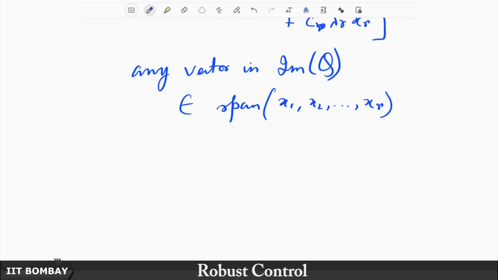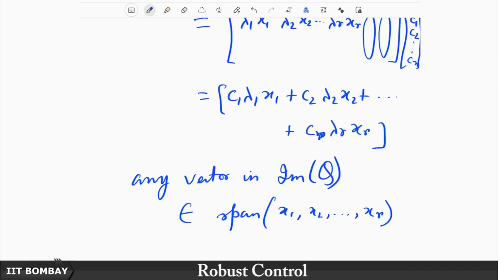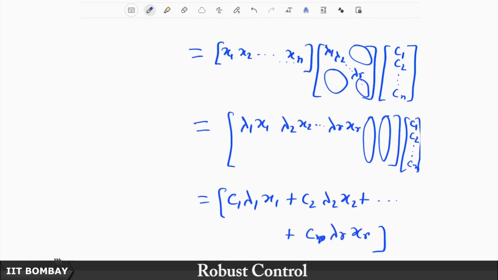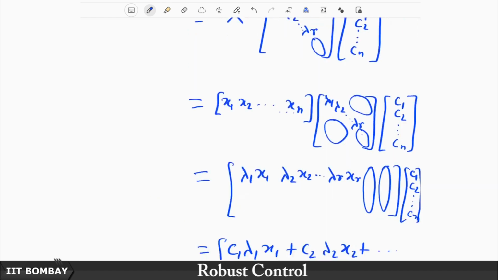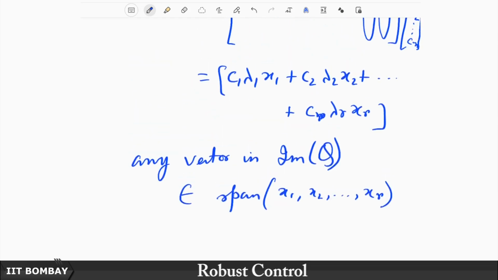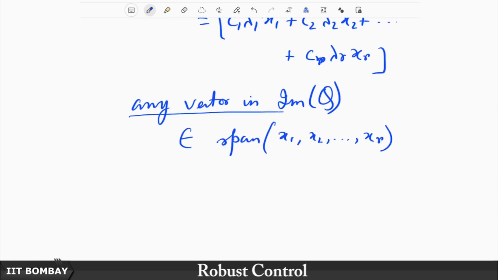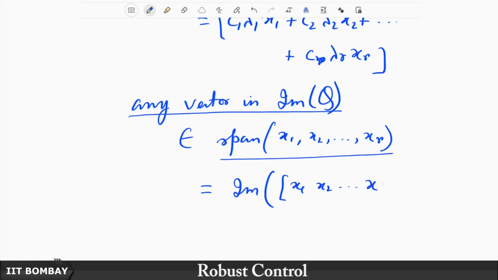The only thing that we need to now show is that any vector that belongs to this span also belongs to the image. But is that really so difficult? It is not really that difficult, no. How do we go about this? Suppose you take any vector. So, any vector in image Q is contained in this. The span is nothing but, if you write it in this fashion, x1, x2 dot dot dot, the image of this particular matrix. It is just another way.